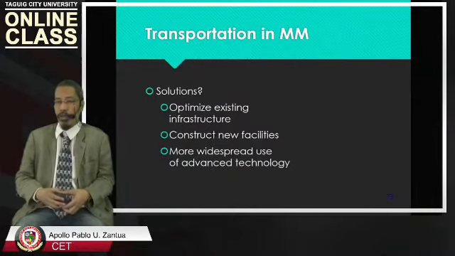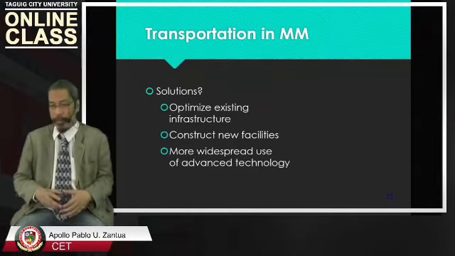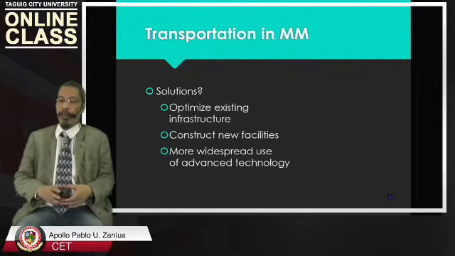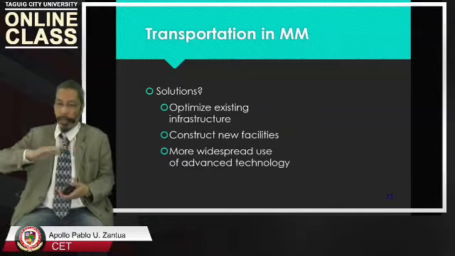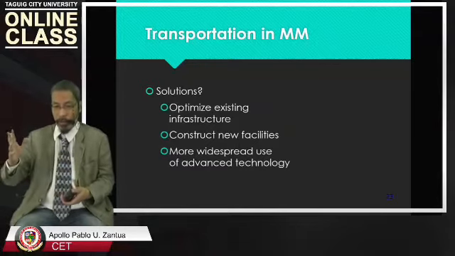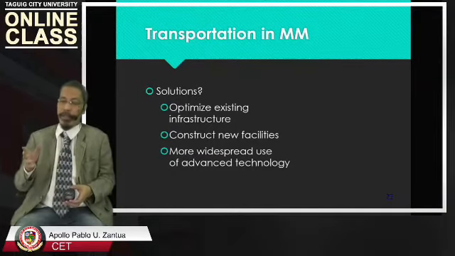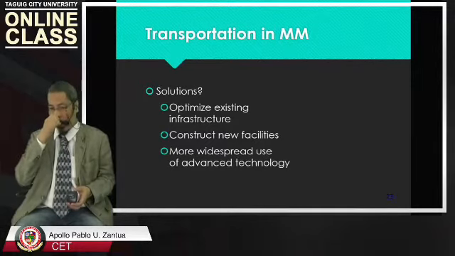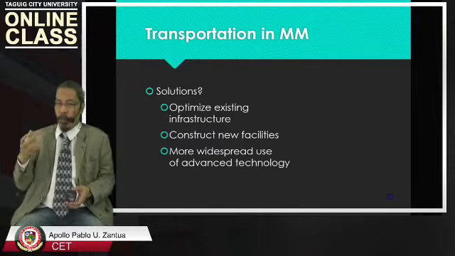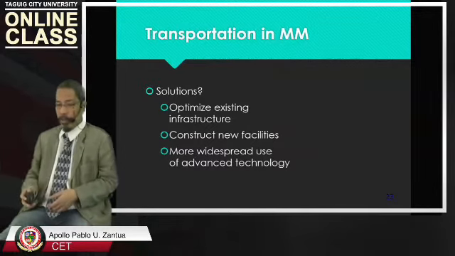So what are the solutions? Therefore, we should optimize the use of infrastructure, construct new facilities, and make more widespread use of advanced technology, like what? Bullet train, yung subway system. Subway system because we can use the ground above the subway for, again, transportation without losing space, no? Subway, bullet train. We have to install more and more facilities like LRTs. So those are the type of solution in a highly urbanized Metro Manila area. Okay?